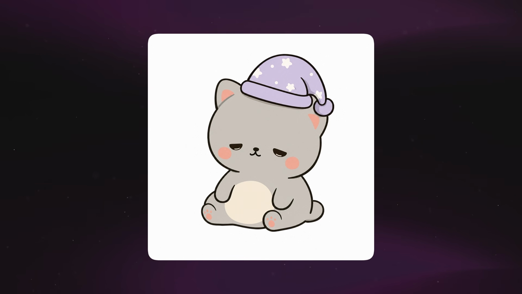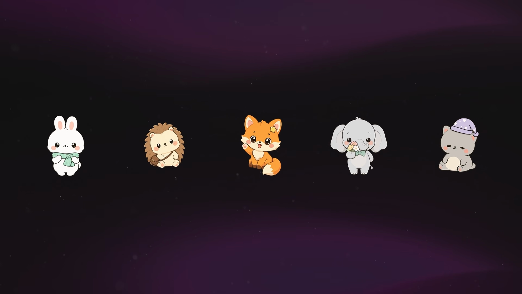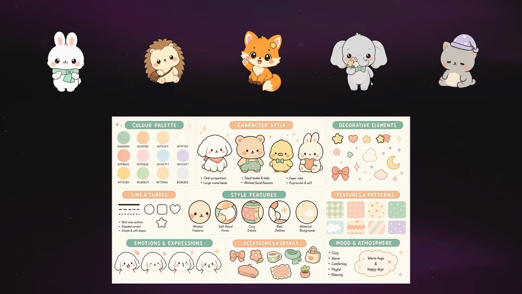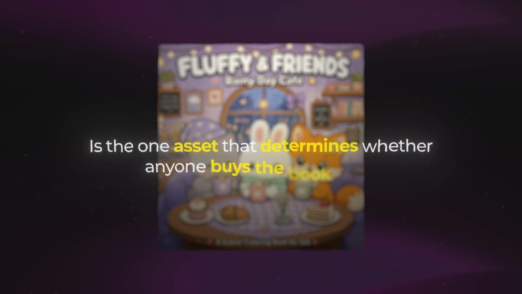You understand exactly who Mochi is the second you see her. I'm going to speed through the rest since the workflow is identical, and I'll show you the full cast together. Here they are. We've made 5 original characters with a consistent style, all built from the same mood board. This is our brand, and now that we have it, the next thing we need to make is the one asset that determines whether anyone buys the book at all.